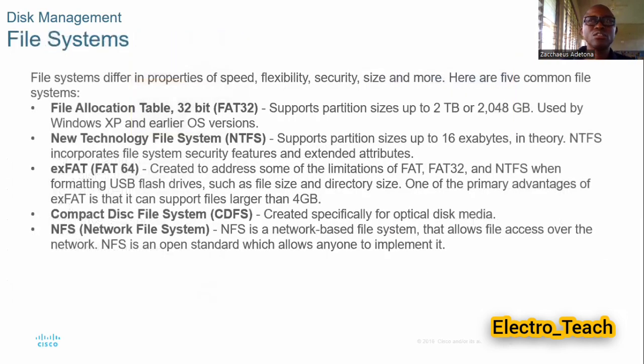And the file system is the way in which files are created and stored. We have about 5 different types of file system. The first one is the File Allocation Table, 32 bits, which is called FAT32. These file systems are distinguished by their properties of speed, flexibility, security, size, and much more. For instance, FAT32 supports partition sizes up to 2 terabytes, that is 2,048 gigabytes. It is used by older systems running operating systems such as Windows XP and earlier versions.